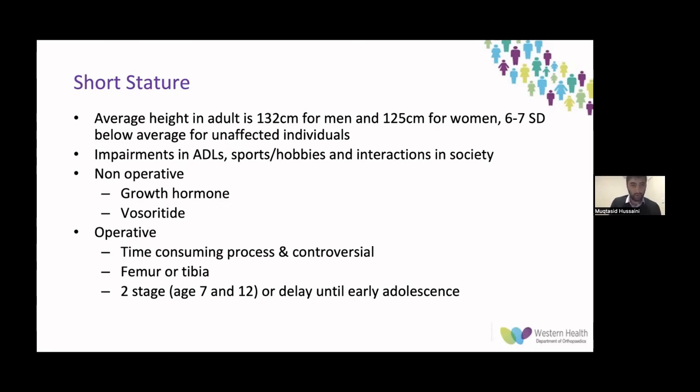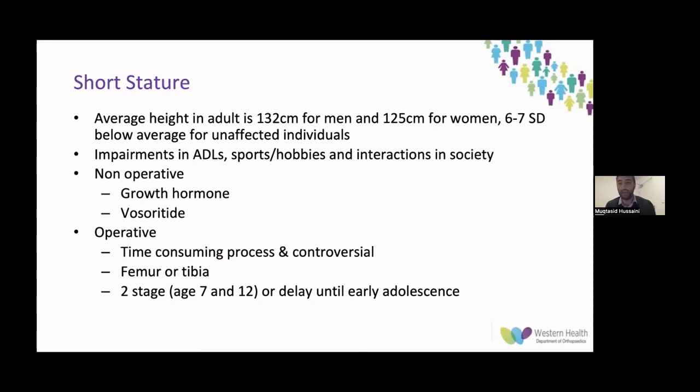Non-operative treatment options include the use of growth hormone. So there was a study by Hertel et al, which across 5 years of giving daily injections found a growth of between 6 to 8 centimeters in patients.